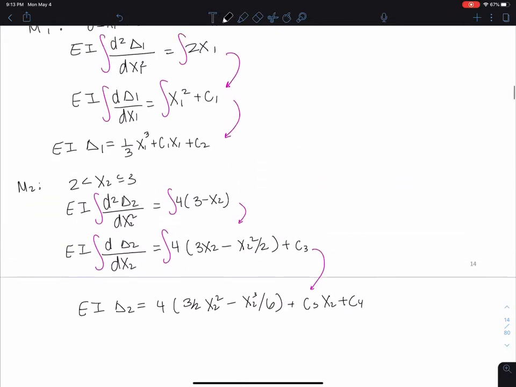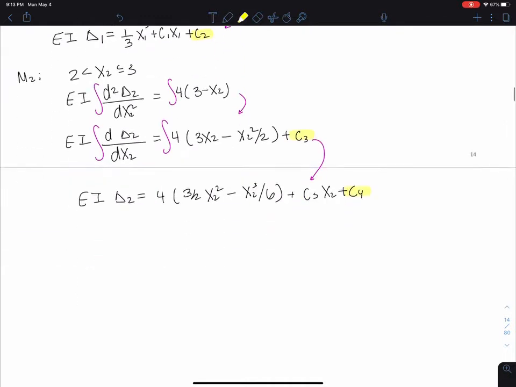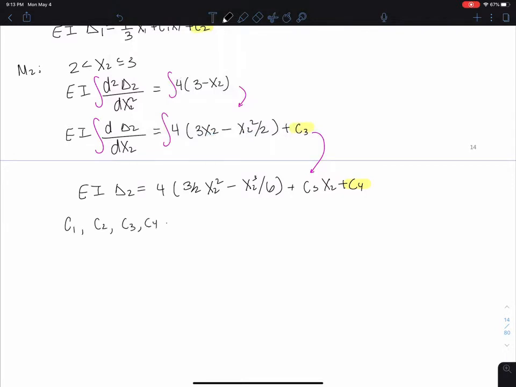And now what do I have? I have equations, but I have all these constants of integration that I need to now deal with and solve before I can do anything. Okay, so how can I solve for C1, C2, C3, and C4? I need to evaluate these using boundary conditions.